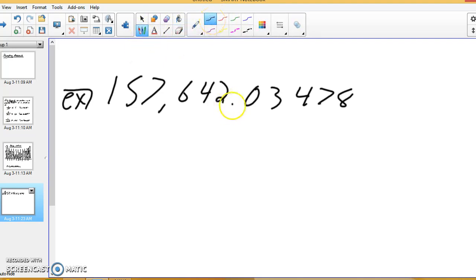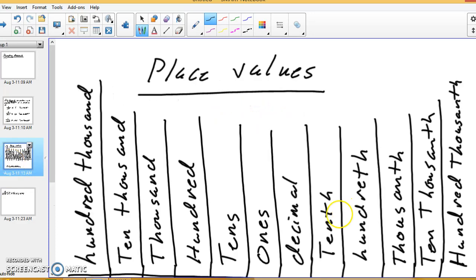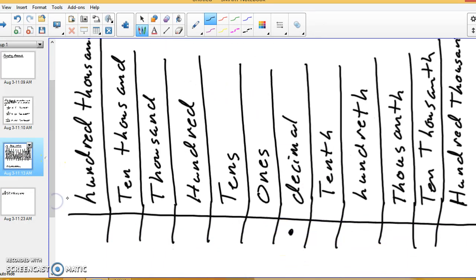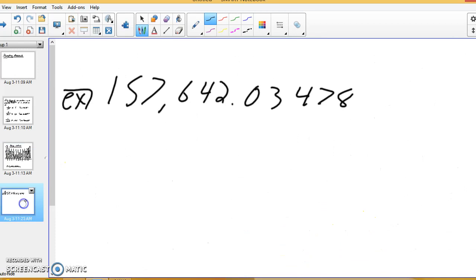Well, like I said, we find the decimal. If we go over, that's the 10th digit. This is the 100th digit, because, like I said, if we go back to our place values, we go 10th and 100th. So step 1 is identify the 100th digit, which is, in this case, the 3.